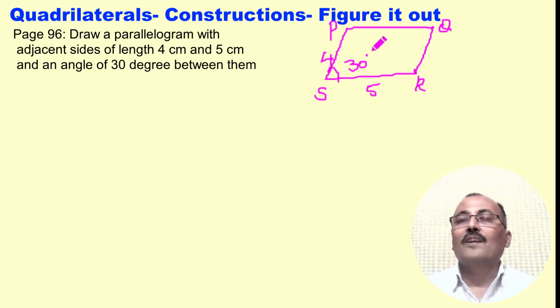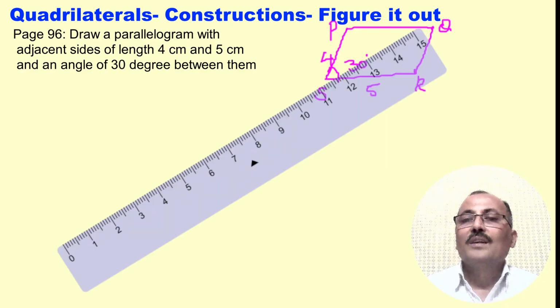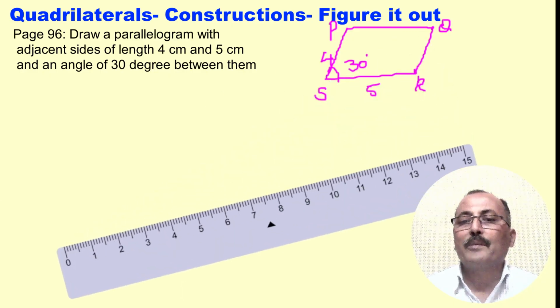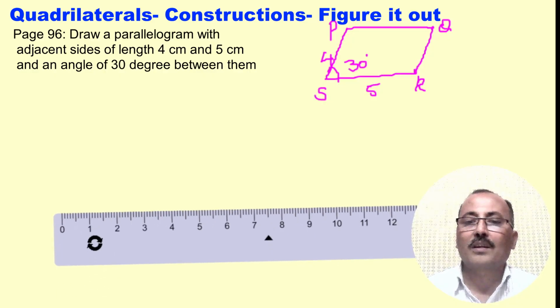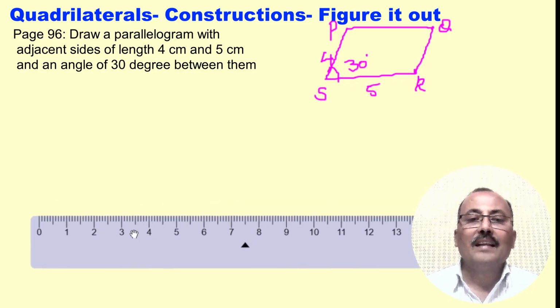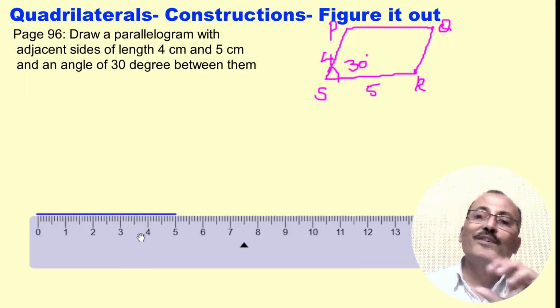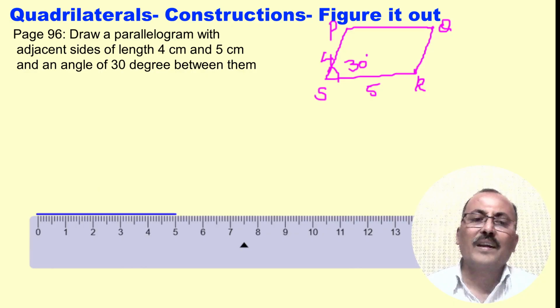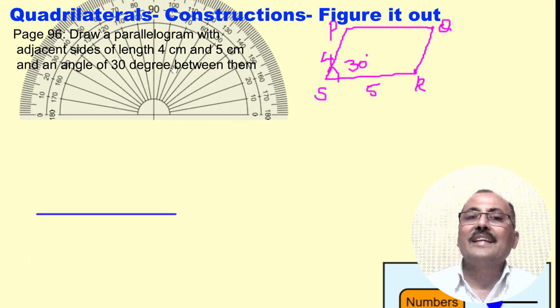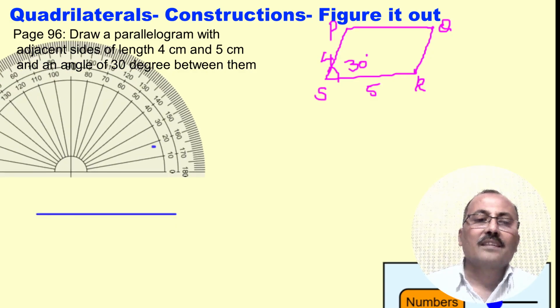How to construct the parallelogram? Let's take the ruler. Draw a line segment of length 5 cm as the base, as we have done in the triangles. Whatever the shape, we have to draw the base. 5 cm in length I have to draw. Yes. Now what can I do next? Draw a 30 degree angle. From here 0, 10, 20, 30. The angle between the adjacent sides is 30 degree.